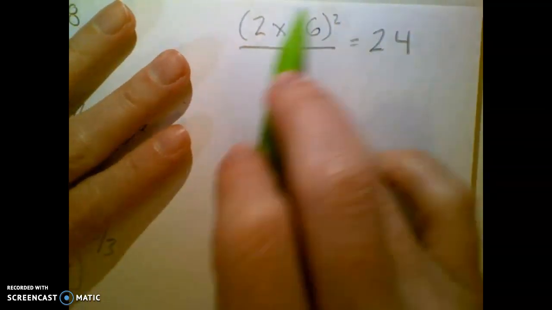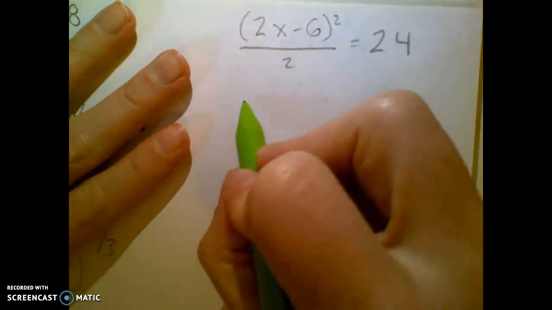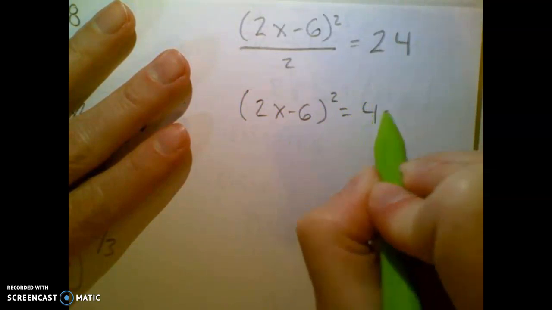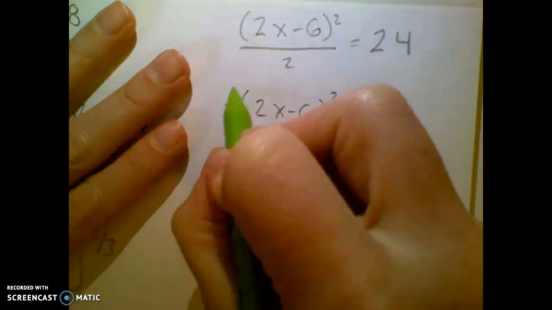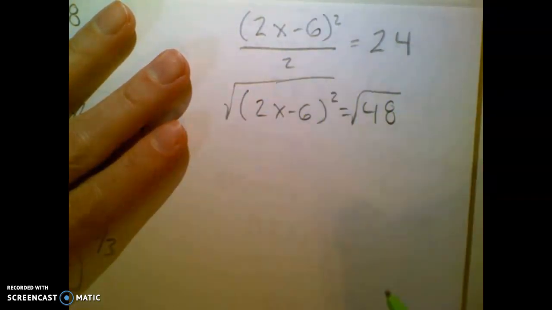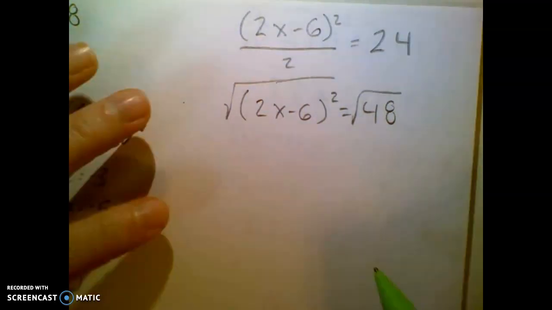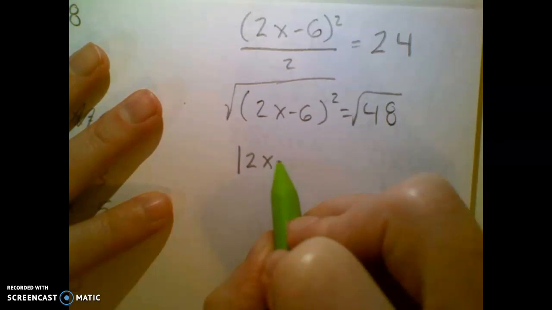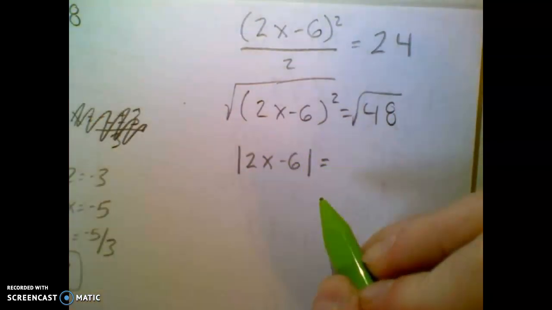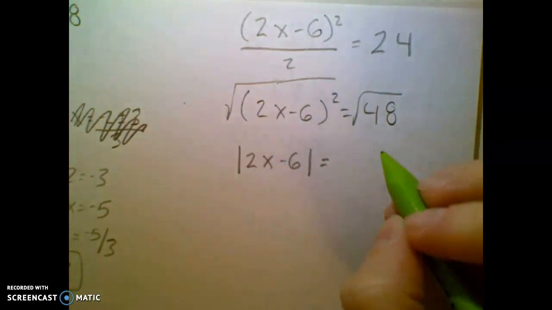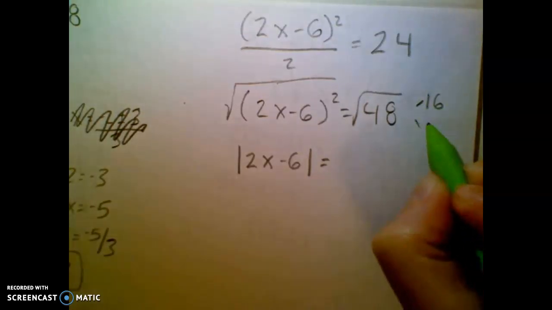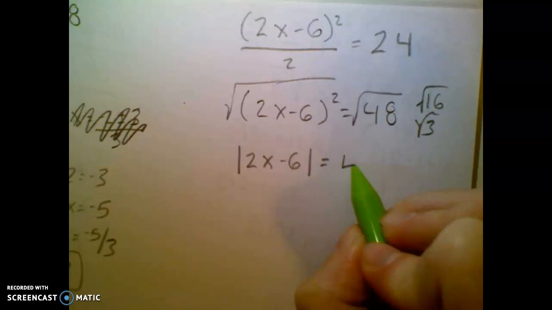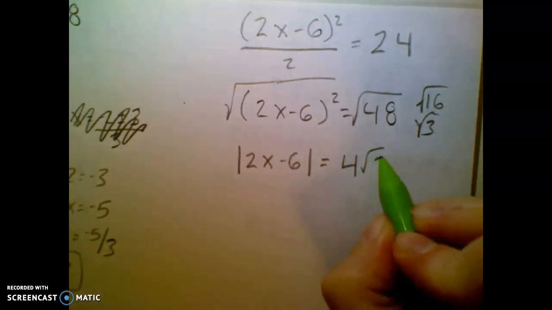So again, isolate the thing, times by 2. So 2x minus 6 squared equals 48. Square root both sides. Hope I'm not going too fast, but I've got 5 minutes left on this video. All right, so squaring both sides, I'm getting 2x minus 6 equals square root of 48. 48 is 16 times 3. So square root of 16, square root of 3. Square root of 16 is a 4. Square root of 3 is stuck as a 3.